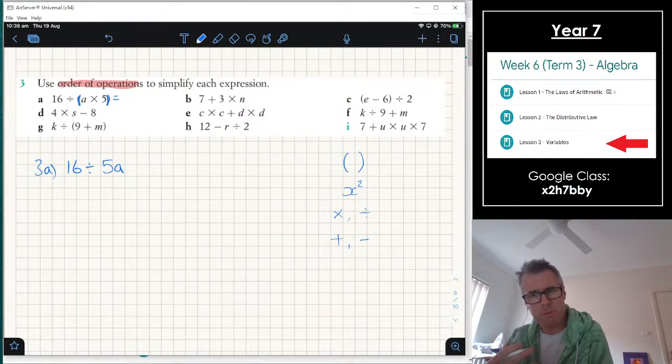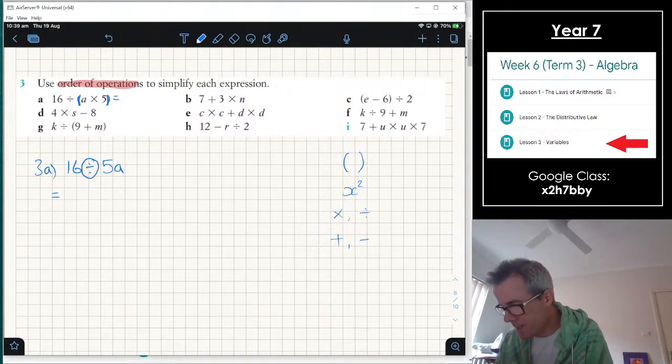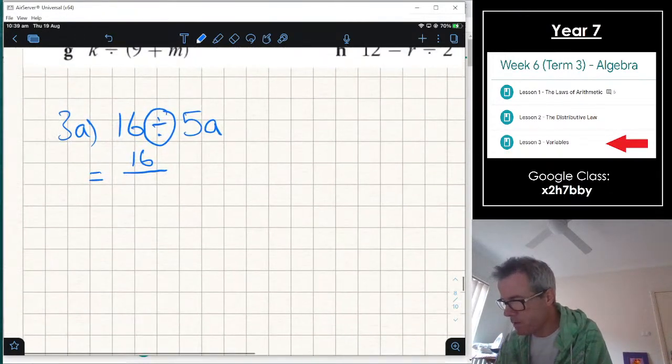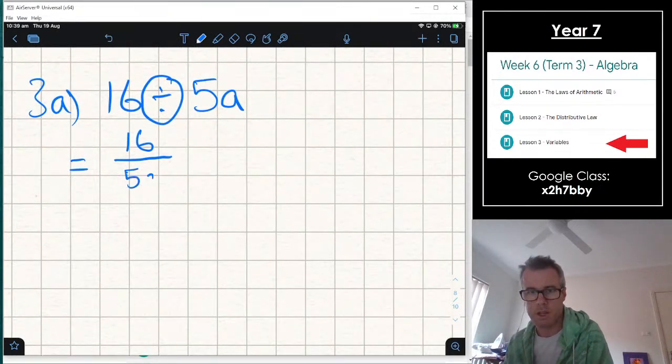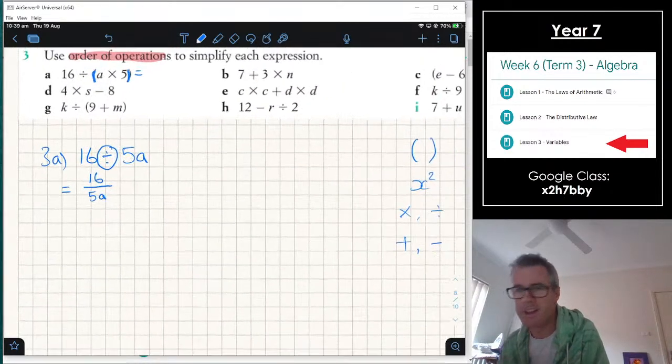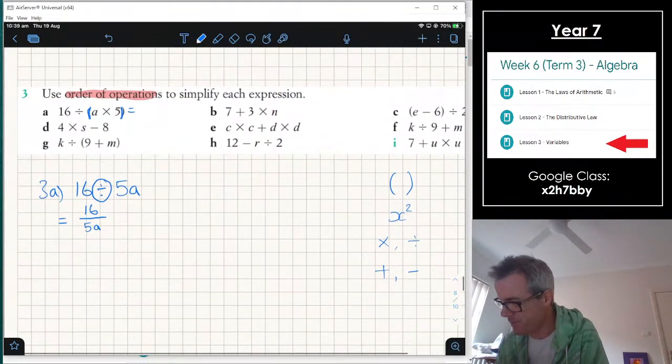From here, this is not the most simple way we can express this though, is it? We understood that this division symbol here we can express as a fraction, like so. So here we can say that it's going to be 16 divided by, I'll zoom in so you can see, 16 divided by 5A, like so.